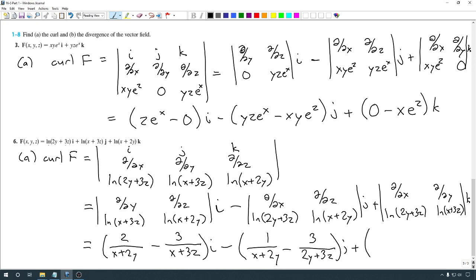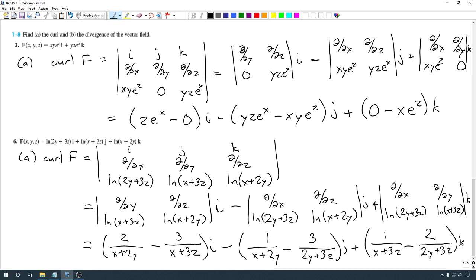Finally, the derivative with respect to x of the natural logarithm of x plus 3z. We'll have an x plus 3z on the bottom, and we end up with a 1 on top. And finally, the derivative with respect to y of the natural logarithm of 2y plus 3z. We end up with 2y plus 3z on the bottom, and a 2 on top.